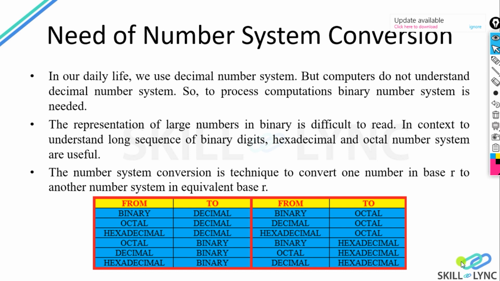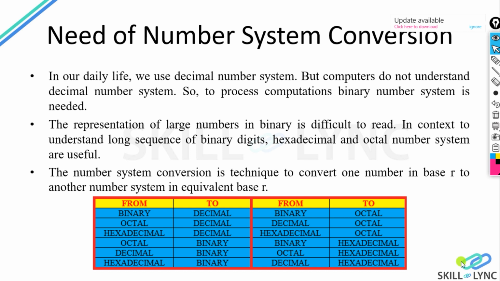In this video, we will see how to convert from one number system to another number system. And when we talk about conversion, we can say it is the conversion from one base, one radix, to another base or another radix. Just for a recap, the radix for binary number system is 2, the radix for octal number system is 8, the radix for decimal number system is 10, and the radix for hexadecimal number system is 16.